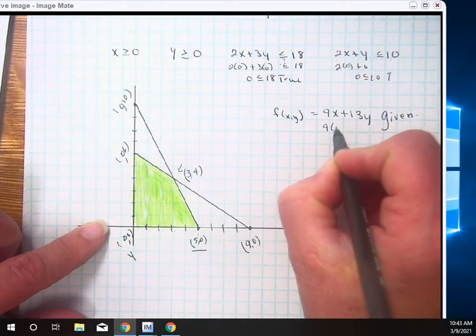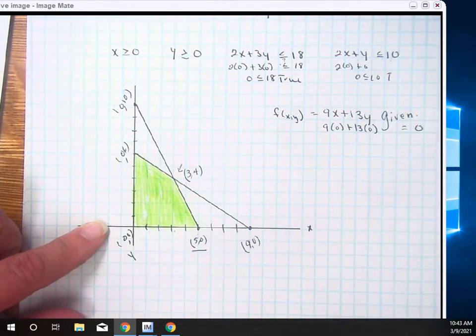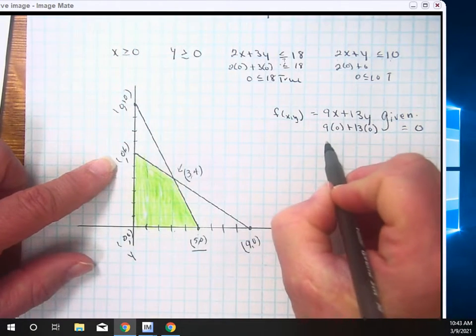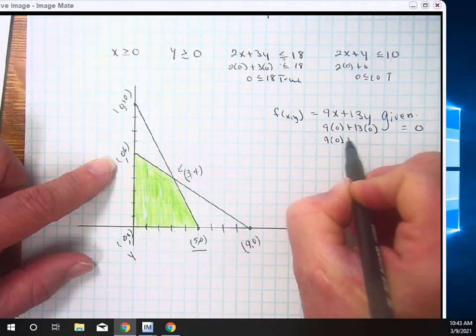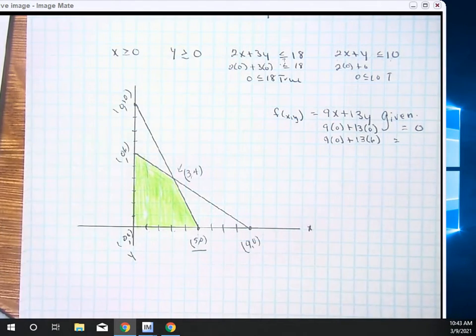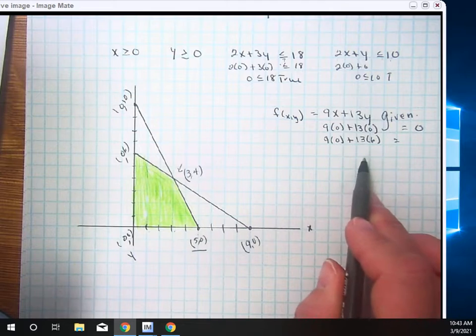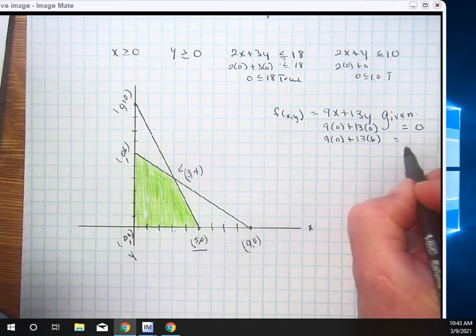Now we're going to put all of these points into this equation. 9 times 0 plus 13 times 0 is 0. 9 times 0 plus 13 times 6. And you can use a calculator. I don't have a problem with that. 0 plus 78 is 78.